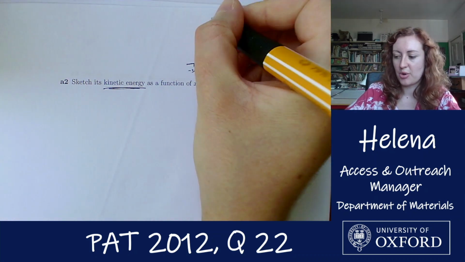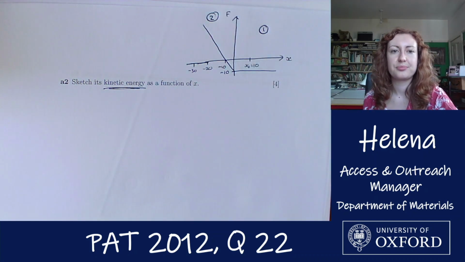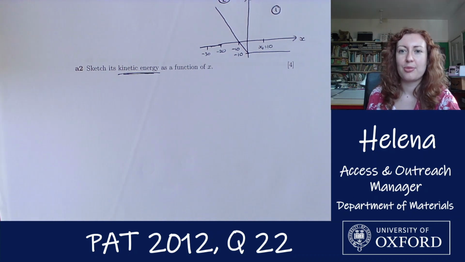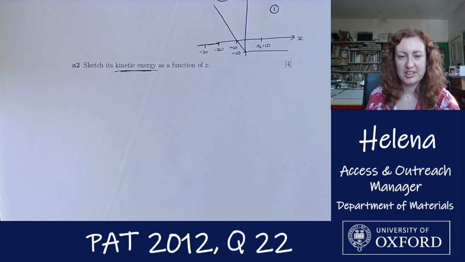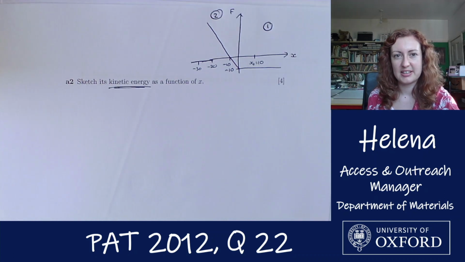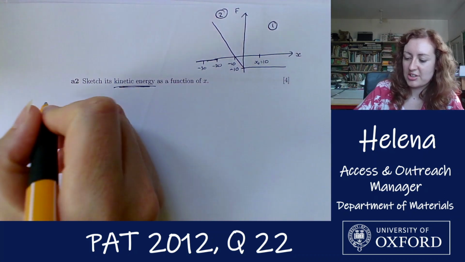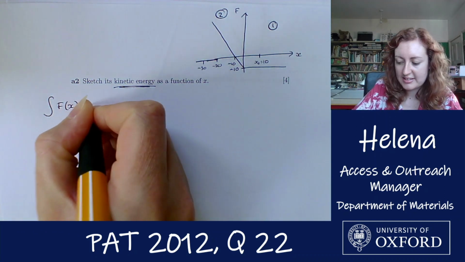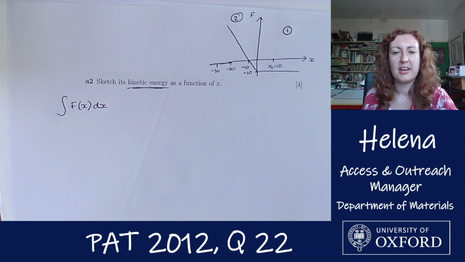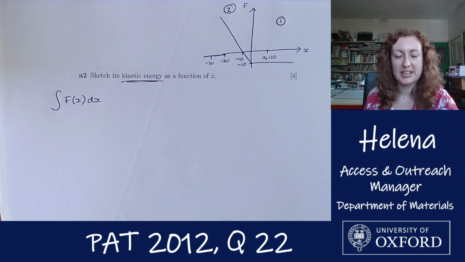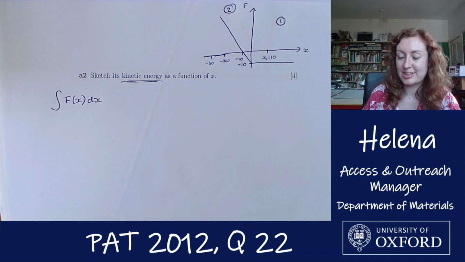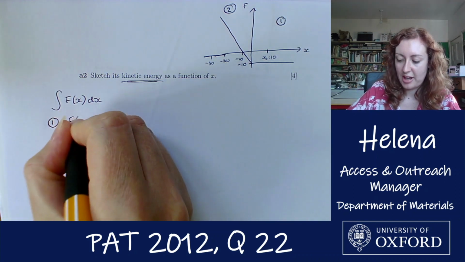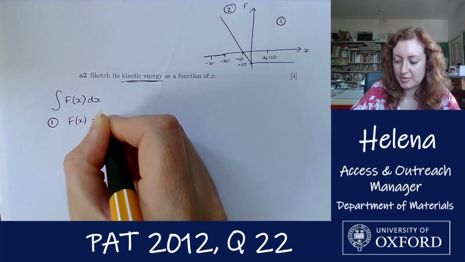And again, we've got region 1 and region 2. So what's its kinetic energy doing? Well, if we remember from the first part, we used the kinetic energy to find its velocity, and to do that we used the fact that the energy is the integral of f of x dx. Okay, so again we can split this up into the two parts. So for region 1 we have f of x is a constant equals minus 10.